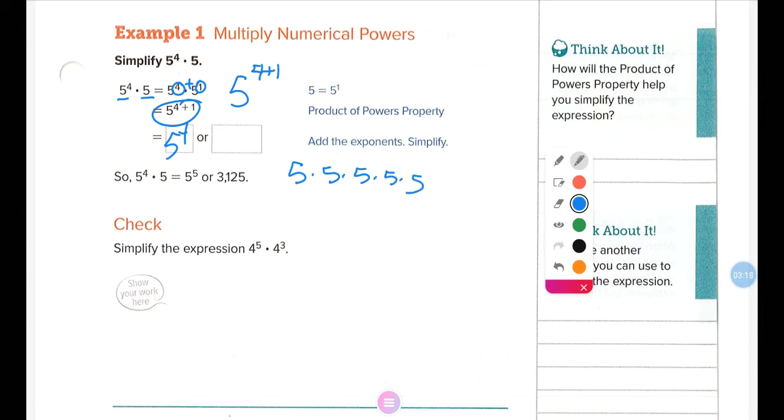I will never make you multiply something like that. That's kind of crazy. But if you were to do that, it should end in a 5 or a 0, and it ends up being 5 to the 5th. That will for sure be a very large number, and I will not make you do that. Now, let's check to see if you know what you're doing. 4 to the 5th times 4 to the 3rd. Press pause, and when you get done with the problem, check your answer.